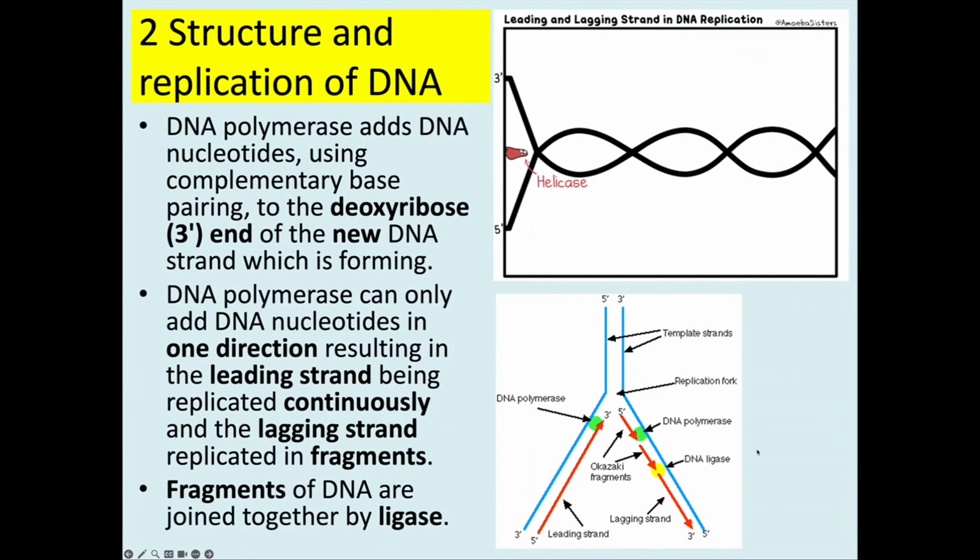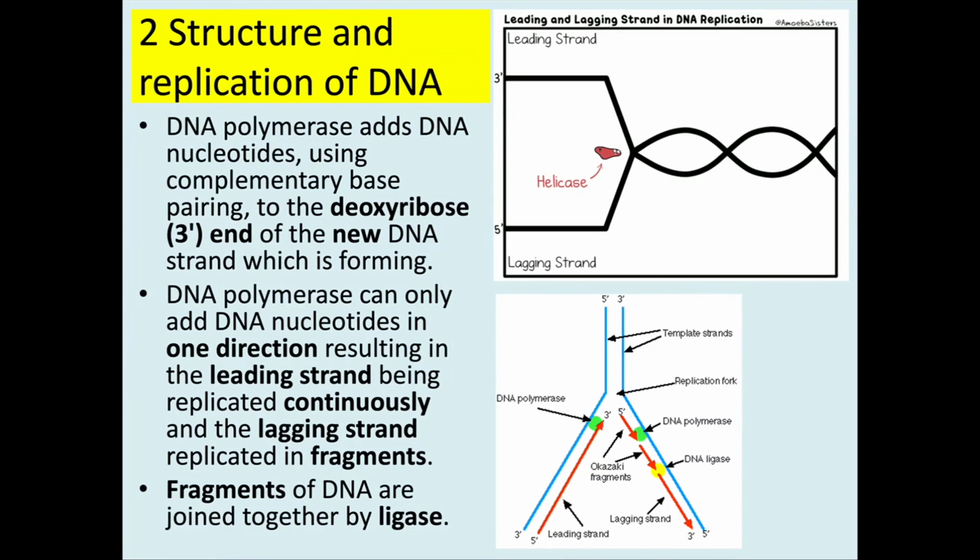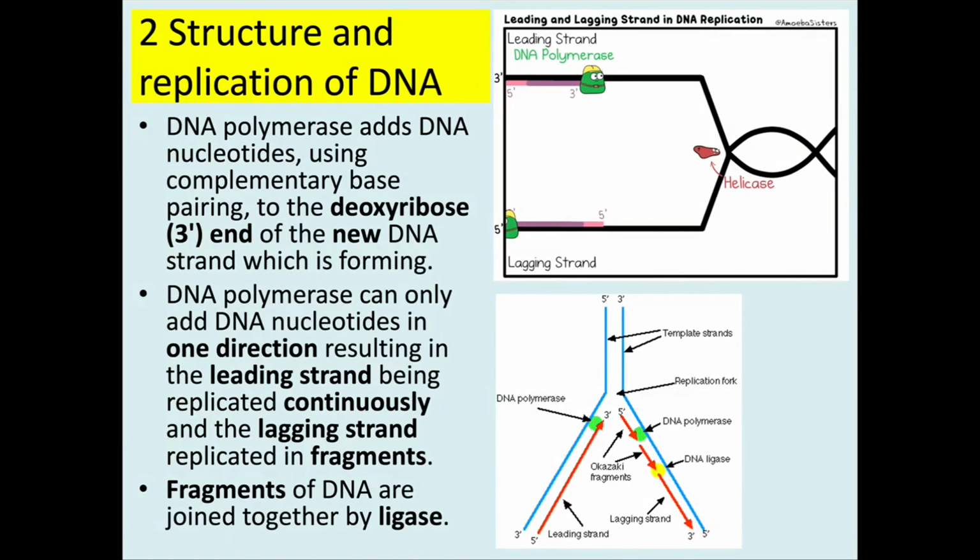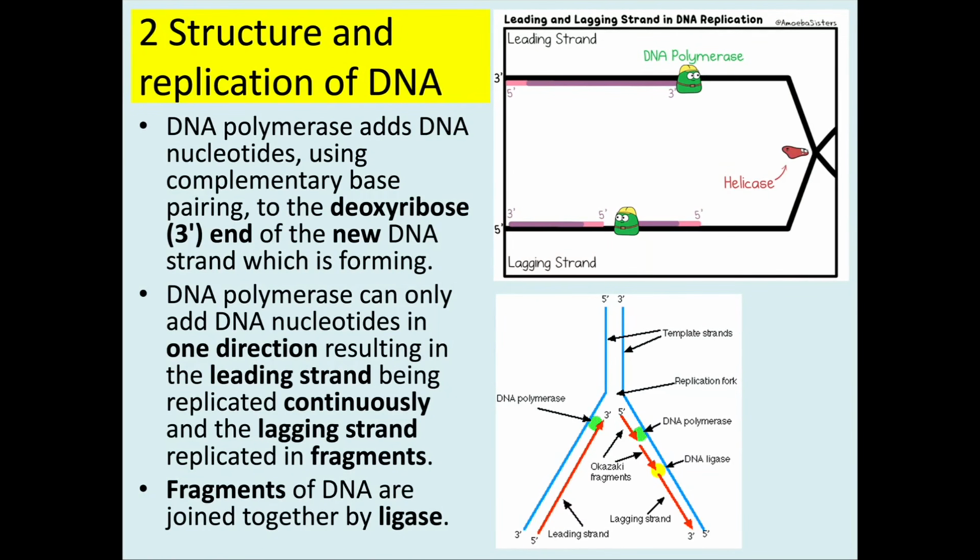So if we have a look here, on the right there, we've got a nice GIF from the Amoeba Sisters. We can see the two strands being unwound and separated there. Now, don't worry about some of the names of these enzymes. We don't need to know all of these, okay? But what you'll notice is that top strand is just being replicated continuously in one direction from left to right, whereas the strand at the bottom there is being replicated in small little fragments.